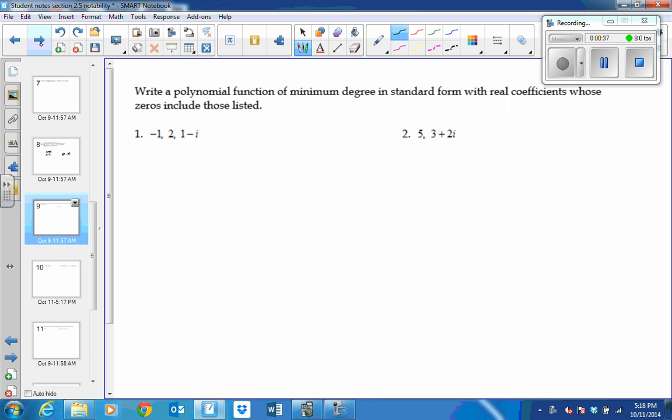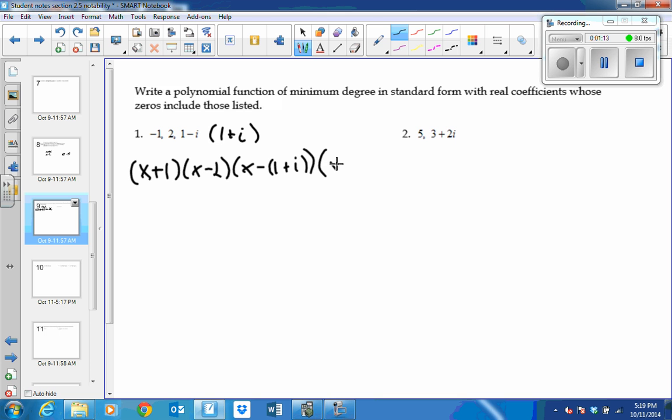of the polynomial. Write a polynomial function of minimum degree in standard form with real coefficients whose zeros include those listed. So we have -1, 2, and 1 minus i. Well, if we have 1 minus i, then 1 plus i also needs to be one of the roots of the function. So when we write this out, we're going to get x plus 1 times x minus 2 times x minus 1 plus i, and then times x minus 1 minus i.